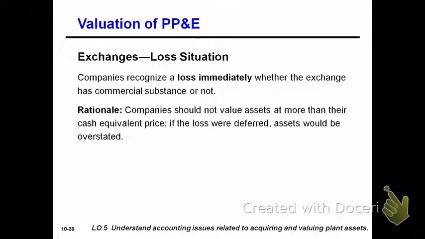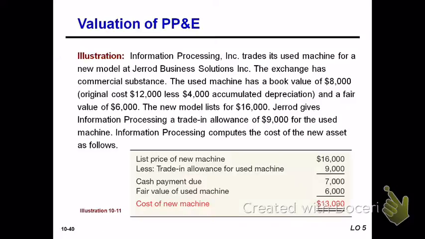When there is a loss, you always recognize it immediately. This is conservatism. You should never have your assets valued on the books at more than they're worth. So if there's a loss, you need to run it through.